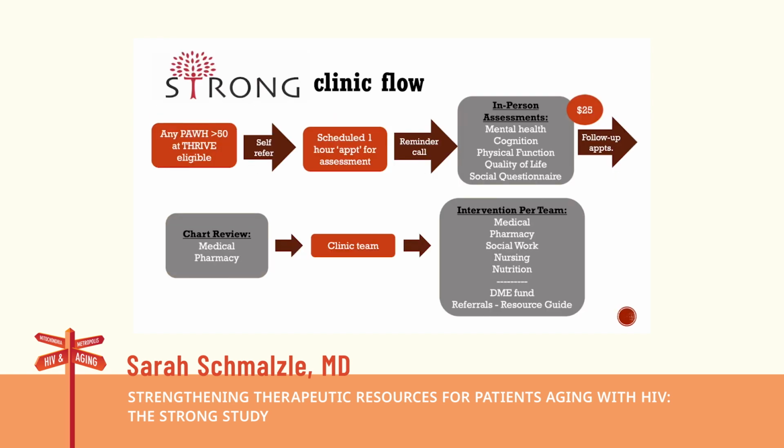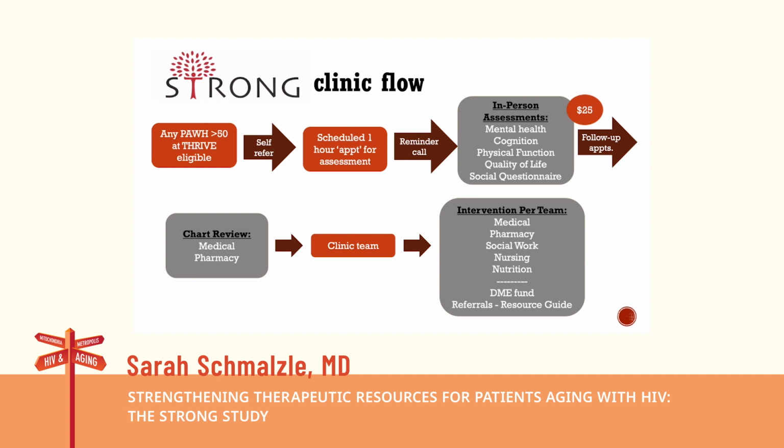This is an overview of the model and clinical flow that we ultimately decided on. We have flyers advertising the study to anyone over 50. The patients self-refer, are scheduled for a STRONG assessment visit, and get a reminder call. The in-person portion is done by one of our graduate students and takes about an hour. This includes assessments of mental health, cognition, physical function, and quality of life, plus our own social questionnaire.